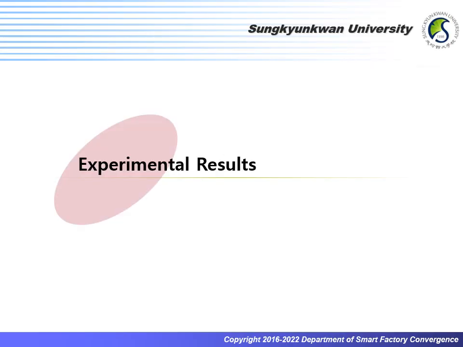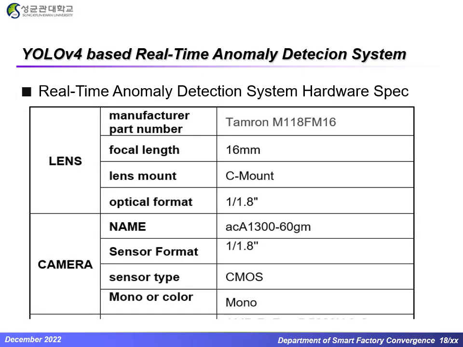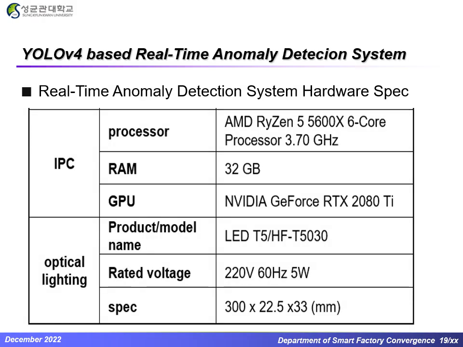Following are the experimental results. The test was conducted on a conveyor belt where actual products are produced. The table above describes the hardware list used in the design of the system. An ACA1360GM mono camera sold by Basler was used as the camera, and a 16mm C-mount lens sold by Tamron was used as the camera lens. The monitoring system and the edge computer that performs deep learning and image discrimination were prepared with the same specifications as above. For optical system lighting, two LED bar lights were used.